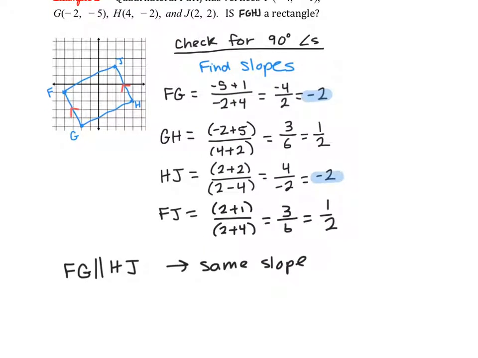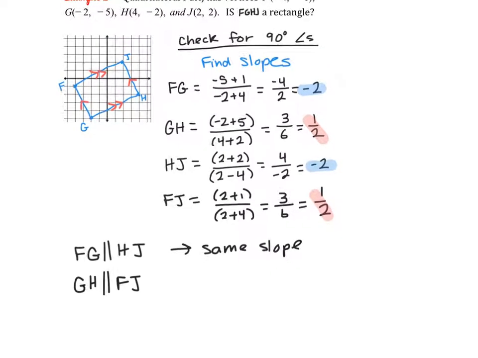And we also notice that the slope of GH is equal to the slope of FJ. So we can conclude there that GH is parallel to FJ. So from here, we can add that to our figure like this. So remember, this shows that it could be a parallelogram, but to be a rectangle, we also have to show that these are all 90-degree angles. So once again, our justification for that was same slope.